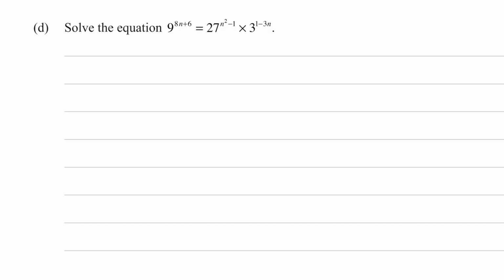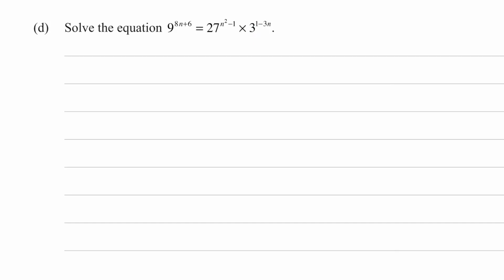So looking at this, first thing that comes to mind is they're all different bases. So the base is the number downstairs in the exponent, right? So the 9, 27, and 3. But I know that these three numbers are all multiples of 3. So what we can do is change their base into a common base, right? So we want to change 9 into base 3, 27 into base 3, and 3, well, that's already done for us.